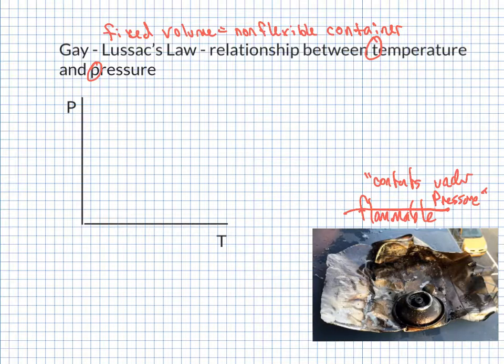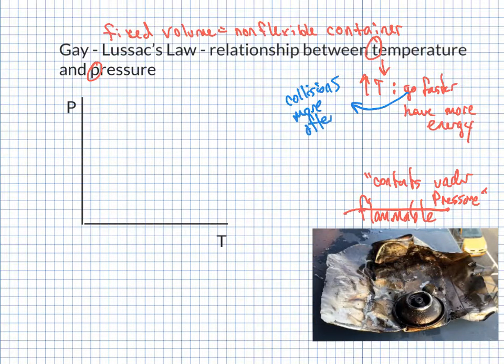So what's going to happen when you increase the temperature on a set of particles in a non-flexible container? Increasing the temperature is going to make your particles go faster and have more energy. So how do those things relate to pressure? Going faster means that you are going to have collisions more often. And if you have particles that have more energy, that means you are going to have collisions that are harder.